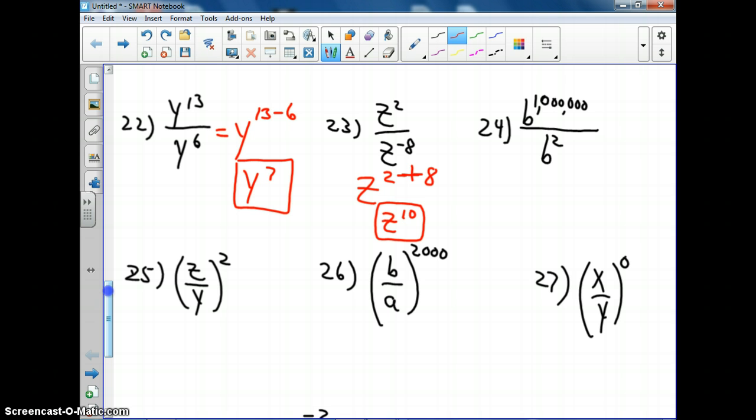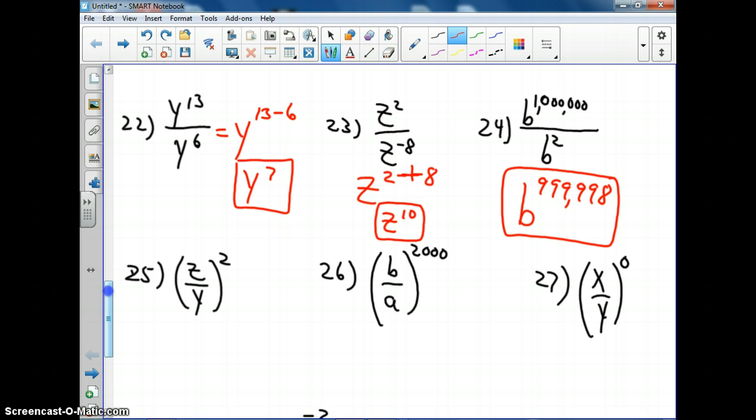Okay, now how about this one? b to the 1 million divided by b to the second. So what's the same rule, right? It'd be b to the 1 million minus 2. Okay, so it's going to be b to the what now? 999,998 is right. That's the answer right there. Just subtract it, okay? All right, so everybody good there?